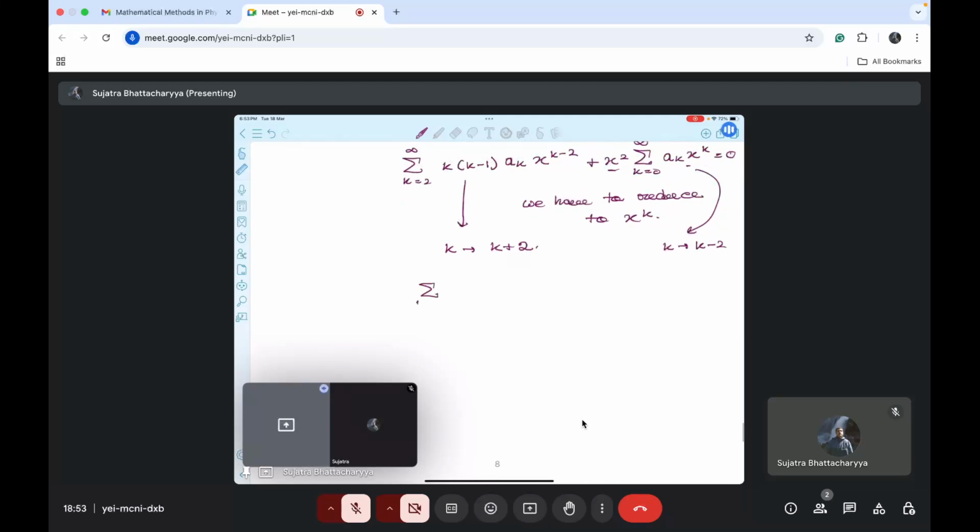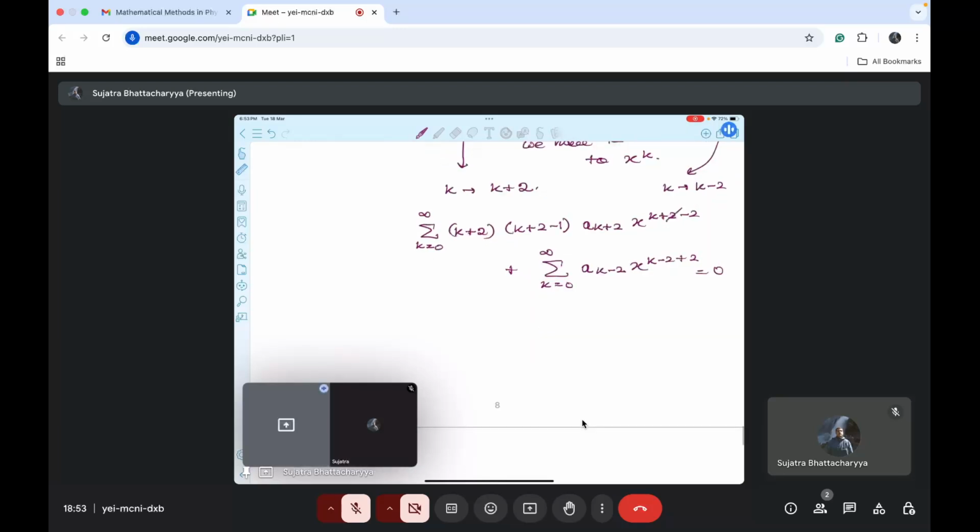So therefore, we have the summation k is equal to 0 to infinity of (k plus 2)(k plus 2 minus 1) a_(k+2) x to the power k plus 2 minus 2, plus the summation, again k is equal to 0 to infinity, of a_(k-2) x to the power k minus 2 plus 2. This should be equal to 0. So 2 cancels, 2 cancels. So you get the summation, I'm not writing k is equal to 0 to infinity, it is understood now, of (k plus 2)(k plus 1) a_(k+2) x to the power k, plus the summation of a_(k-2) x to the power k, which is equal to 0.